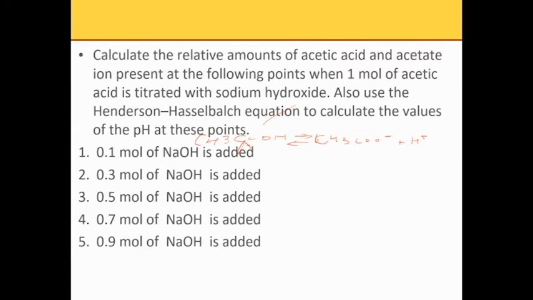And then again, if you use 0.3 mole, that means here will be 0.7, 0.3, 0.3. Then the pH is pKa plus log. The base is 0.3, and then the weak acid is 0.7. So this is the calculation you have to do.